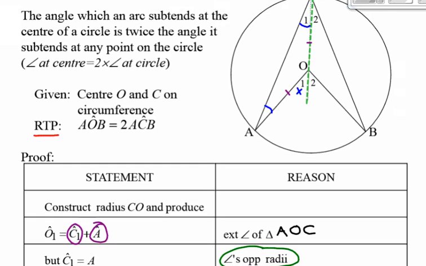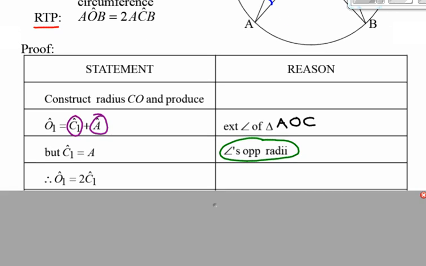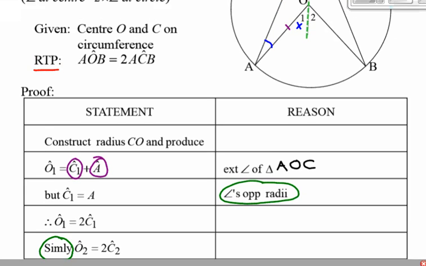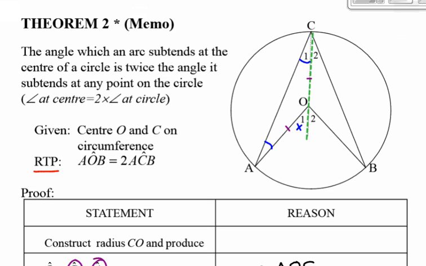Now, if you notice, they've got two triangles that are really similar looking. So I can say similarly. If I did the same stuff, that's quite cool. In a proof, if I'm going to do all the same process but in a different triangle, I can just write similarly. I would get the same result in the other triangle, saying that O2 is equal to 2 times C2. So I'd get the same results in the other triangle.